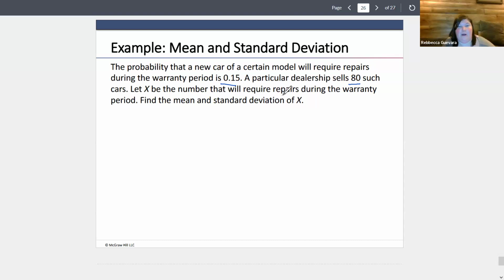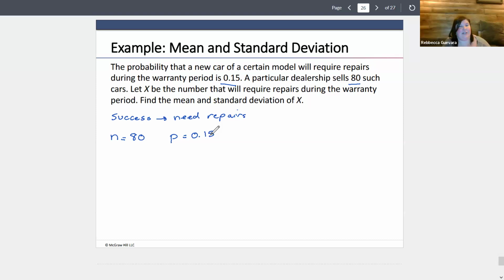So what we consider a success is when we need repairs during that warranty period. So what we have here is that the number of trials is 80 cars at this dealership. I think we're going to sell them all. The probability that before that warranty period is done this car is going to require repairs is 0.15.